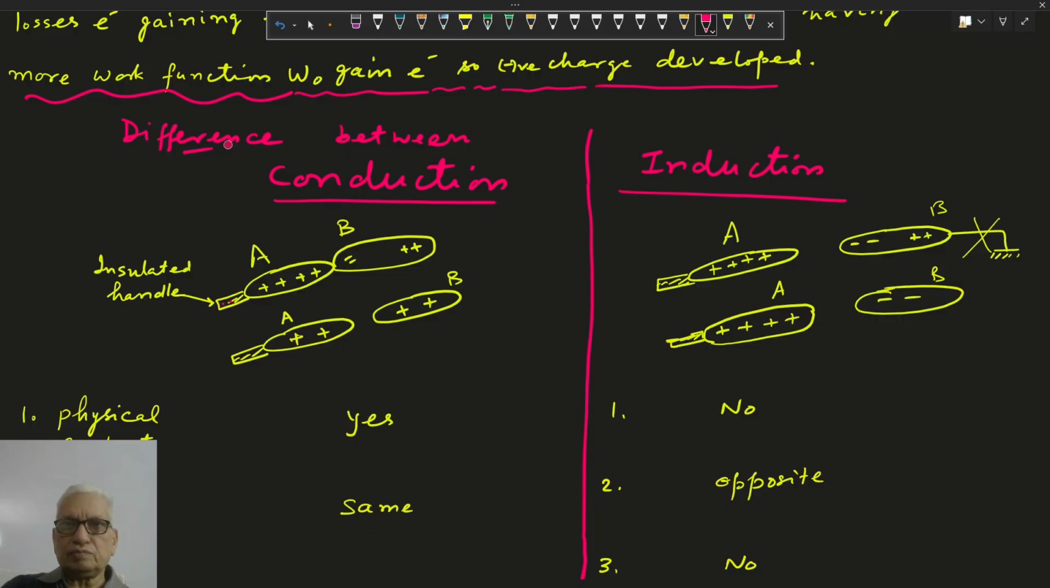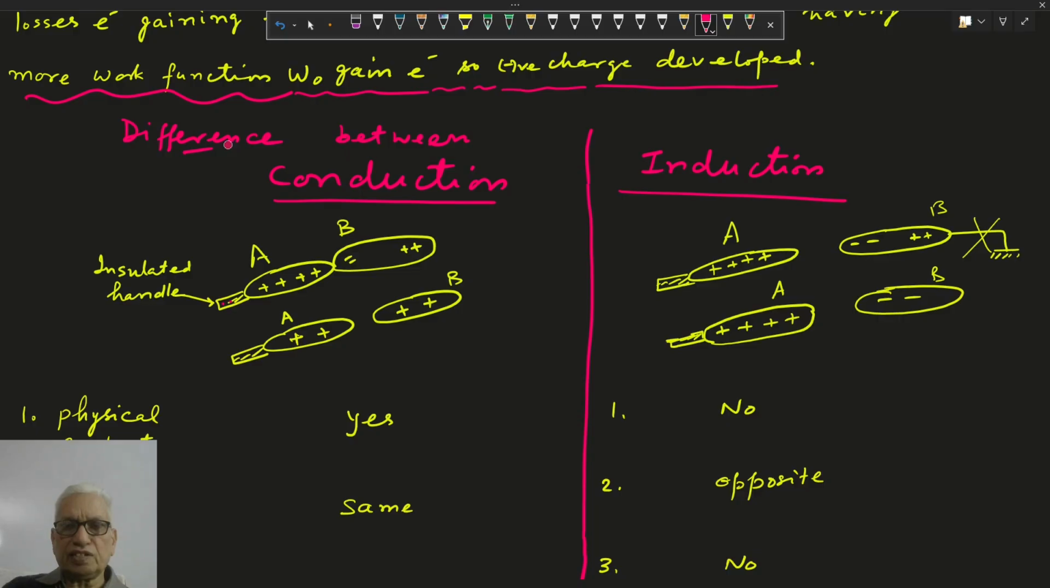If we touch bodies A and B, electrons are attracted by the positive charge and positive charge is repelled. As there is physical contact, electrons can transfer from B to A, and positive charge means loss of electrons.